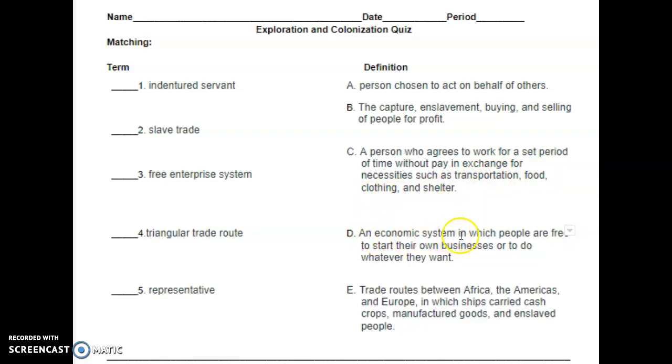D, an economic system in which people are free to start their own businesses or to do whatever they want. E, trade routes between Africa, the Americas, and Europe in which ships carry cash, crops, manufactured goods, and enslaved people.